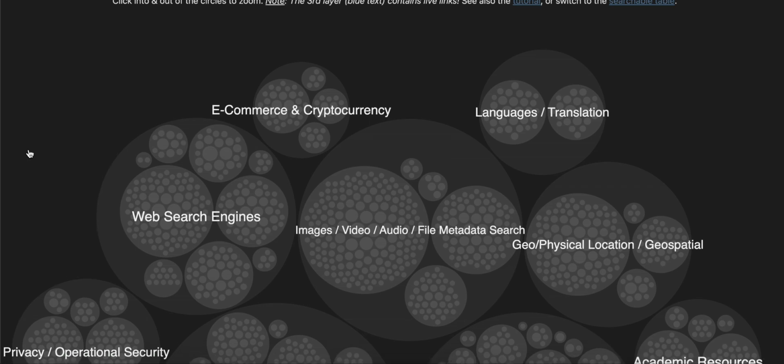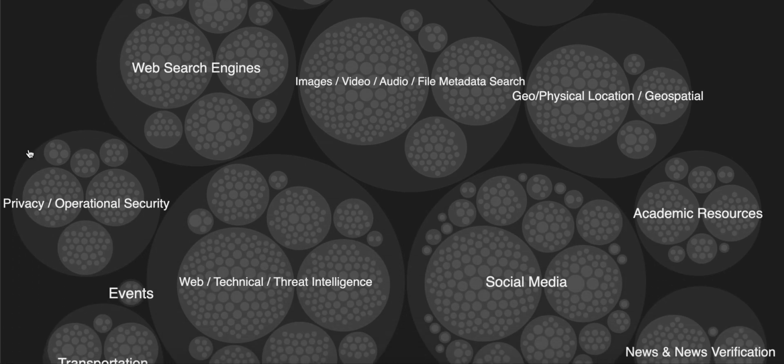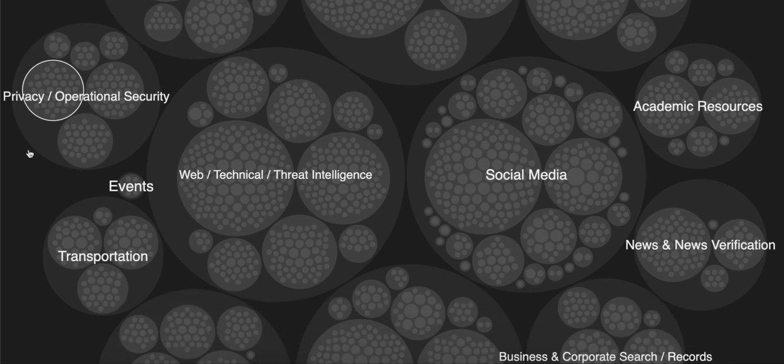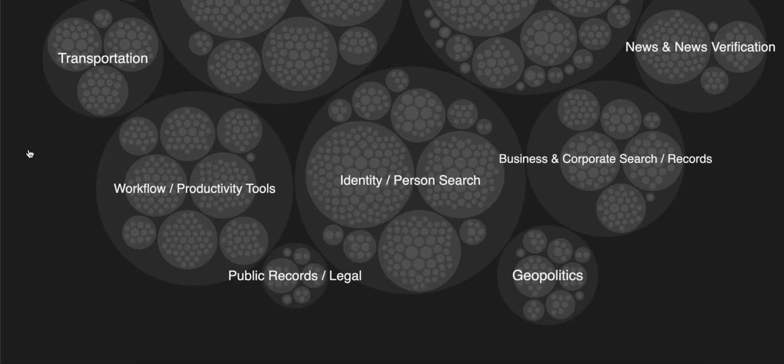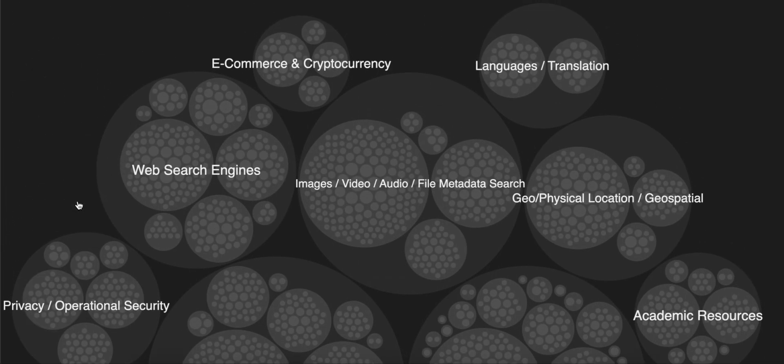The chart visualizes and highlights top tools and resources as measured during a survey of tens of thousands of OSINT resources last year. You can read more about the methodology in the Learn More section. For now, navigate around the chart by clicking into and out of the bubbles on the screen.